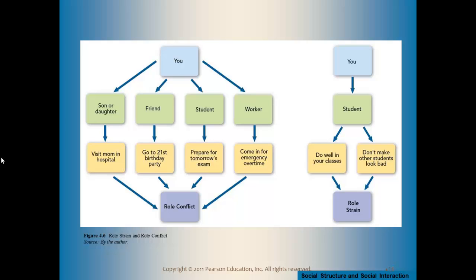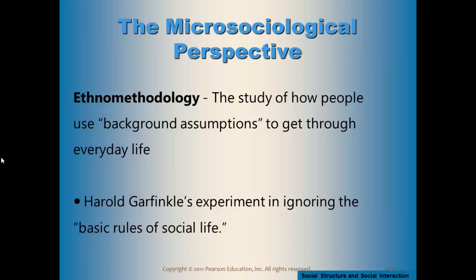So, as a son or daughter, friend, student, and worker, you have different responsibilities there, and you have to choose which one or how to fit them all in. That's role conflict. Role strain is where, as a student, you want to do well in your classes, but you also don't want to make the other students look bad, so you don't want to score too high, maybe. That's role strain.